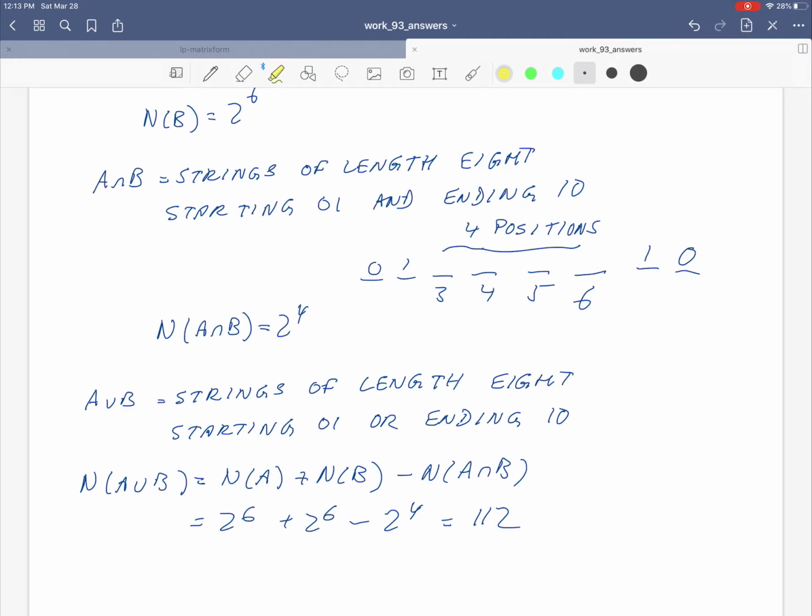So the number of elements in the union, by the principle of inclusion and exclusion, is number of elements in A plus number of elements in B minus number of elements in the intersection, which is 2 to the 6 plus 2 to the 6 minus 2 to the 4. Evaluated, that is 112. So 112 is the answer to the question. Thank you.